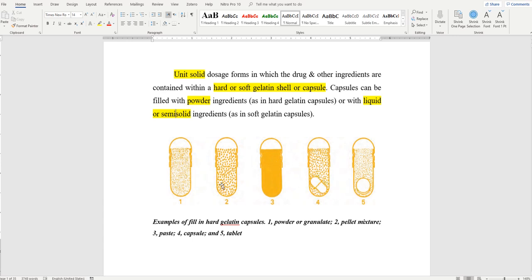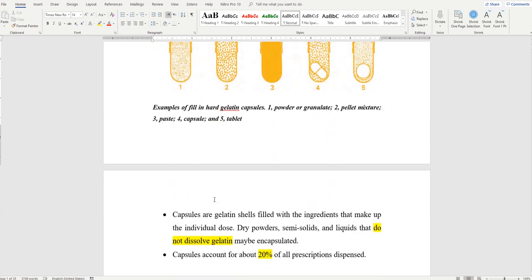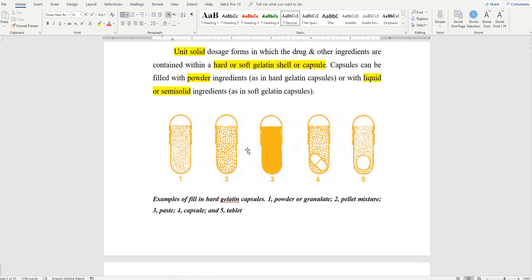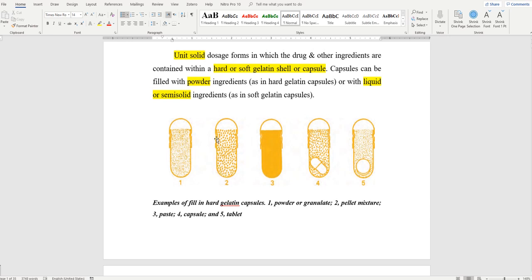We need a special machine, or we need to do it manually, so we will not do it on an industrial scale. Okay, as I said, whatever you encapsulate should not dissolve the gelatin, which is the main ingredient in the shell composition. When I say shell, what do I mean by shell? What do you mean by shell? It's the outer film or the outer layer that makes the capsule shape.